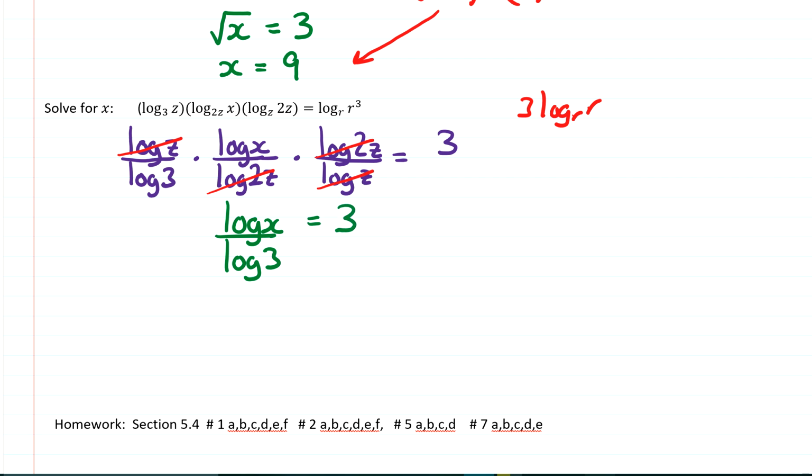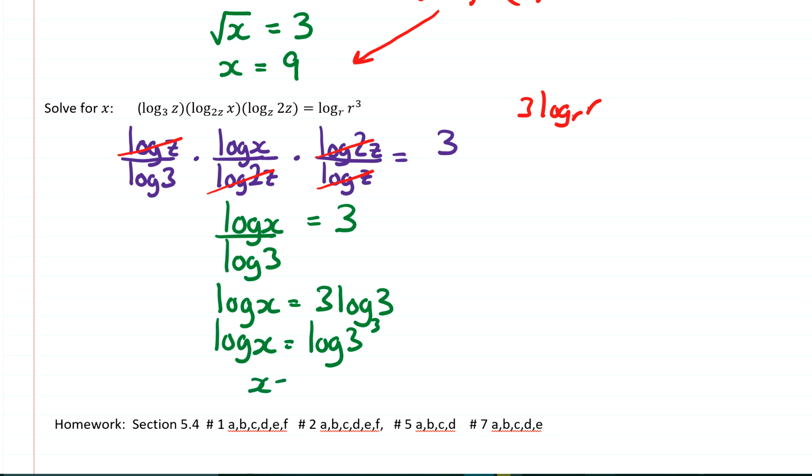One would be to cross multiply, I guess. You could say, well, this would be log of x equaling 3 log of 3. And then I could use my power law here. So log of x would equal log of 3 all cubed, which is 27. So just drop the logs, x is 27.